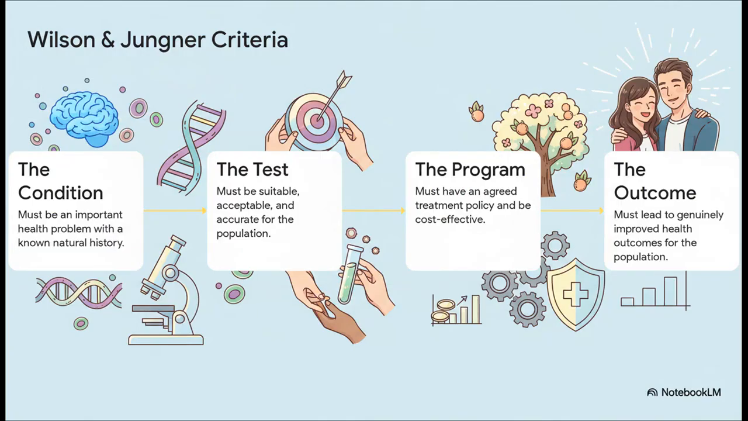And these huge nationwide decisions aren't just made on a whim. They're guided by this classic framework developed way back in 1968. The Wilson and Jungner criteria make sure that a screening program isn't just accurate, but that it's also ethical, practical, and ultimately that it actually helps people. The bottom line is, it has to do more good than harm.